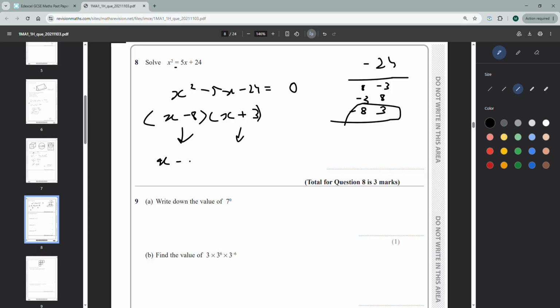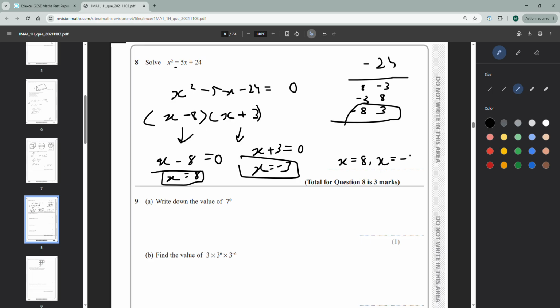Anyway, alright, so we got that, and now we're just gonna get them as separate equations. So x take away 8 equals 0, so x equals 8 when we add it up. So that's that. x plus 3 equals 0, x equals negative 3 from that. Okay, those are our answers. That is very easy, that's very nice. And then x equals negative 3.